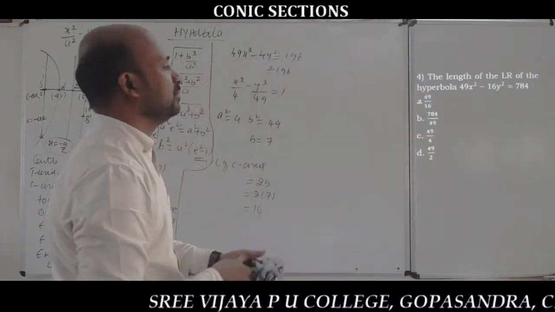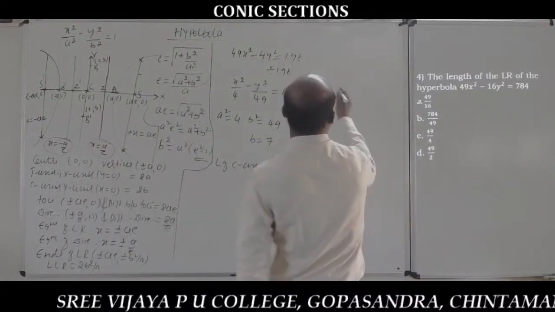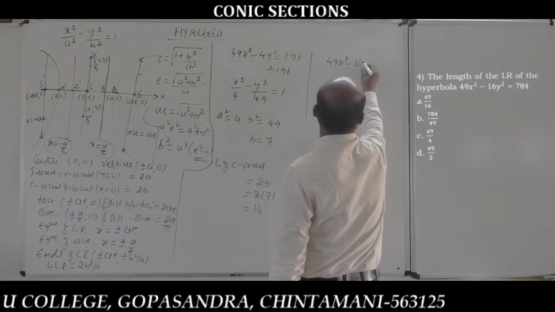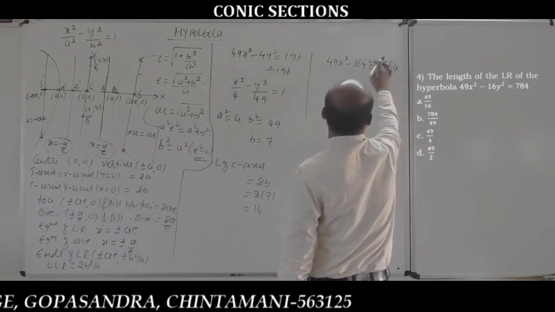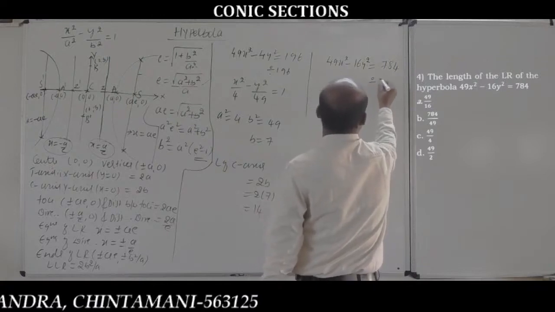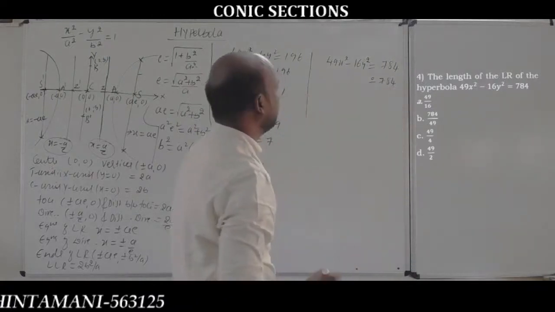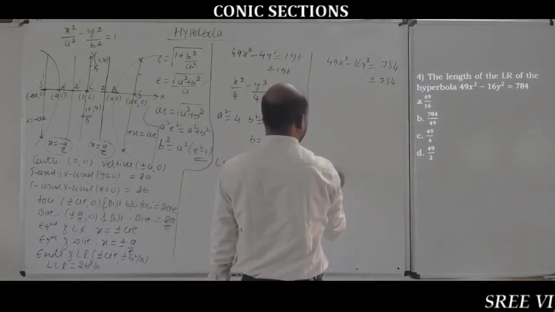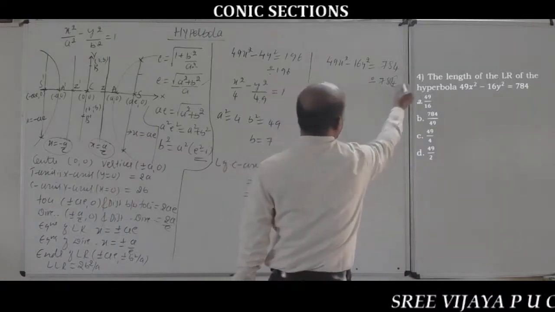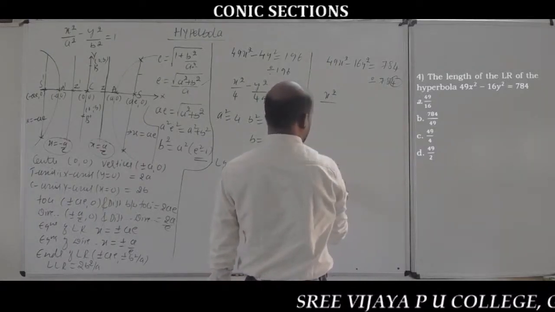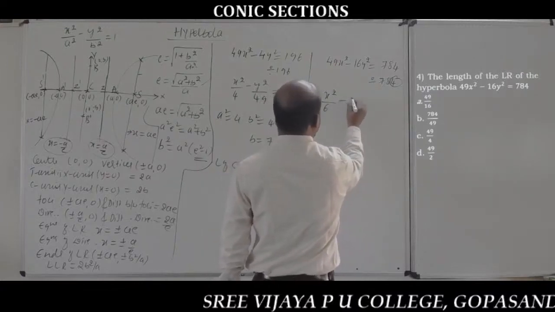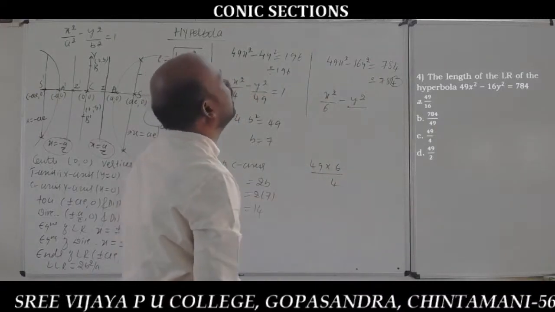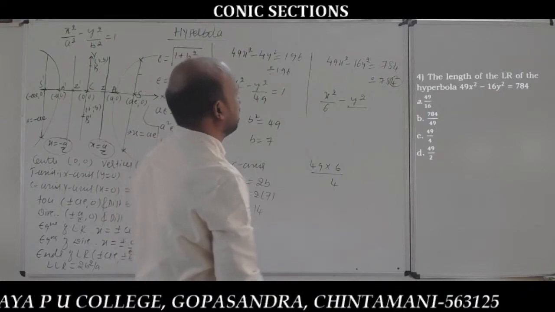The length of latus rectum of the hyperbola. The equation is 49x square minus 16y square equals 784. Dividing the equation throughout by 784. Okay, 49 into 6, I have counted by bar. 49 into 6, 6 9 54. The unit digit is 4. So then x square by 6 minus y square by 16.